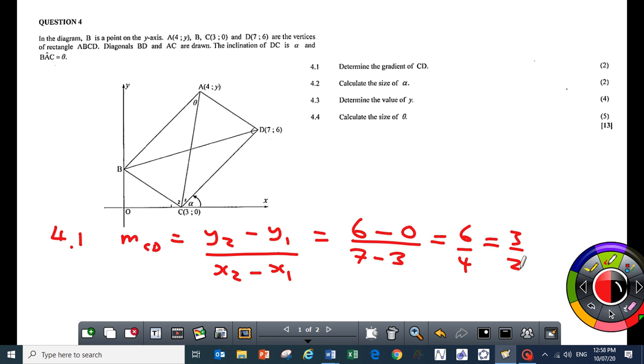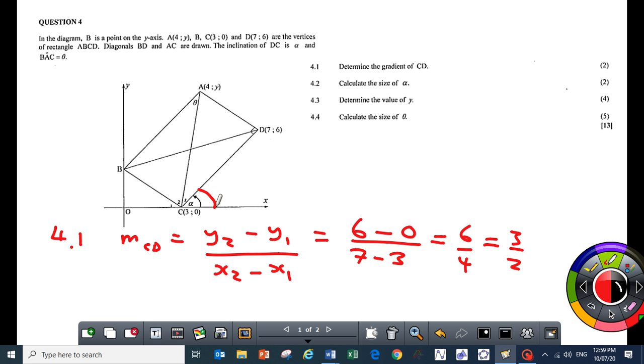Alright, let's carry on. You can see the diagram. So you want to find the size of that angle. Now alpha, for this diagram here, it's an angle of inclination based on the definition I gave you. The line CD is slanting to the right, therefore the gradient is positive. So for that question, we can use tan alpha equal to m, because we just want to get alpha.